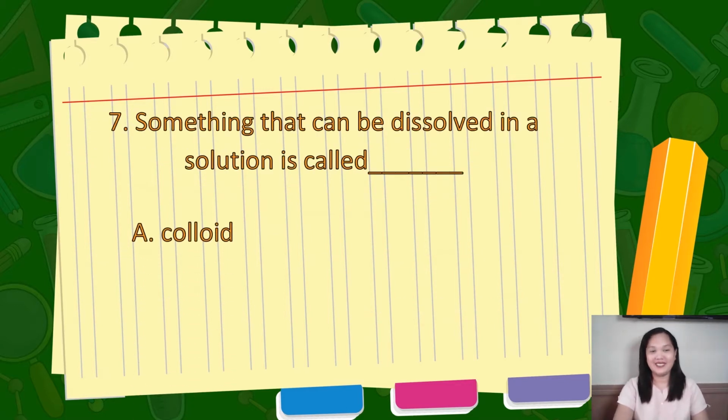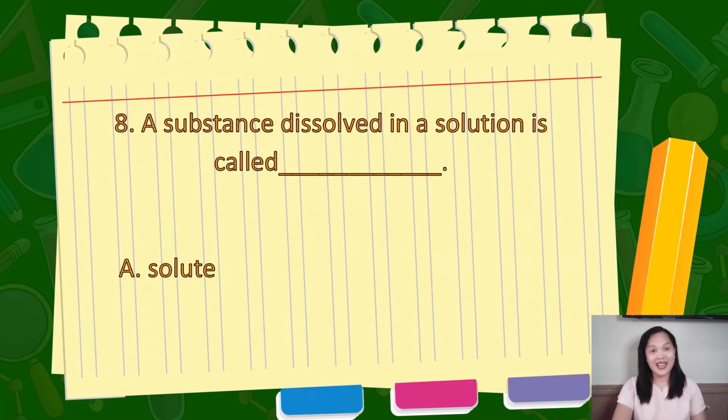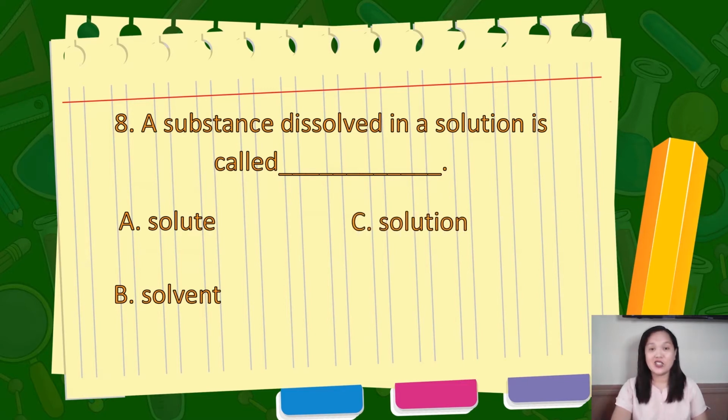Number 7. Something that can be dissolved in a solution is called A. Colloid, B. Soluble, C. Solution, D. Concentration. Number 8. A substance dissolved in a solution is called A. Solute, B. Solvent, C. Solution, D. Concentration.